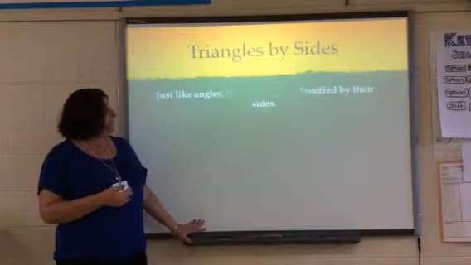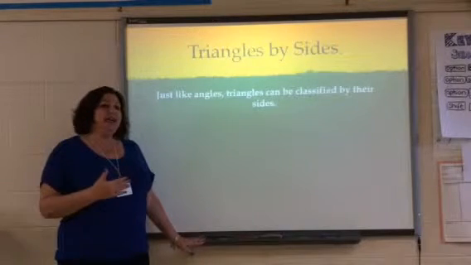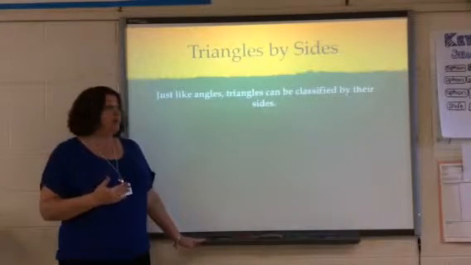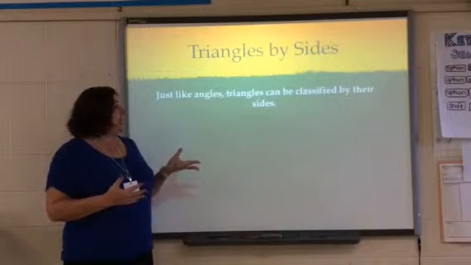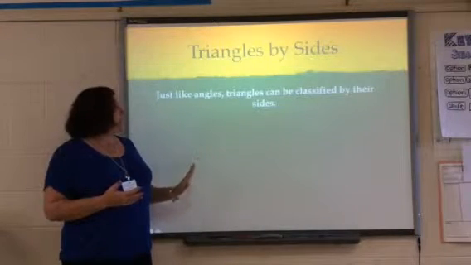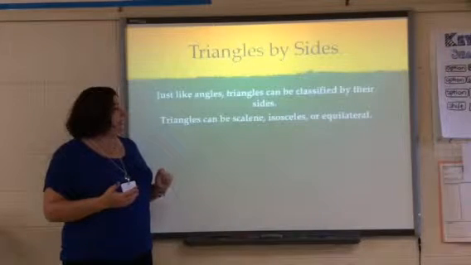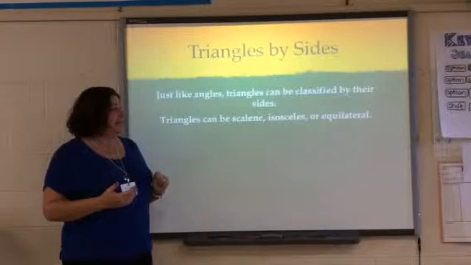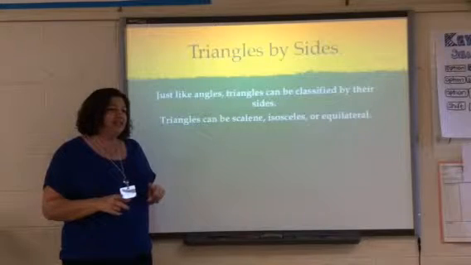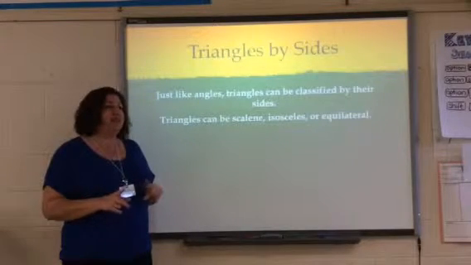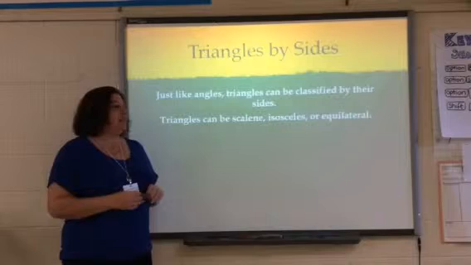Triangles by sides. We can name triangles according to their sides 3 different ways. Just like angles, we can classify them to be scalene, isosceles, or equilateral. Just joking, we don't classify angles by their sides, we classify them by their angles, but we classify triangles 3 ways by sides.